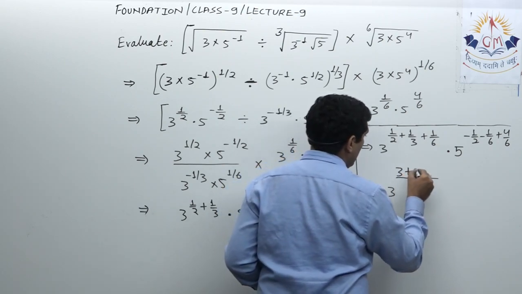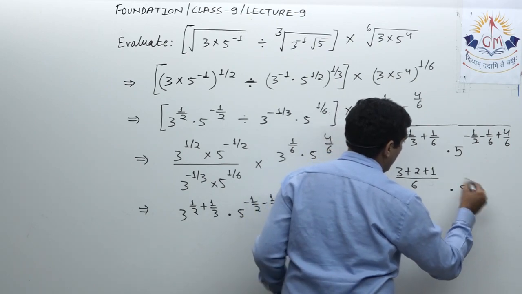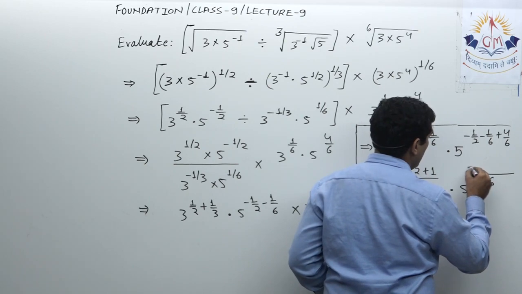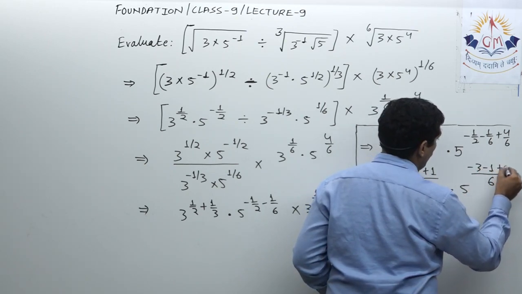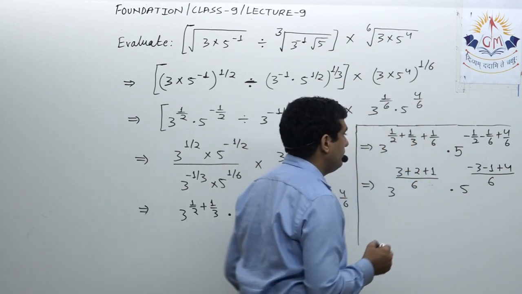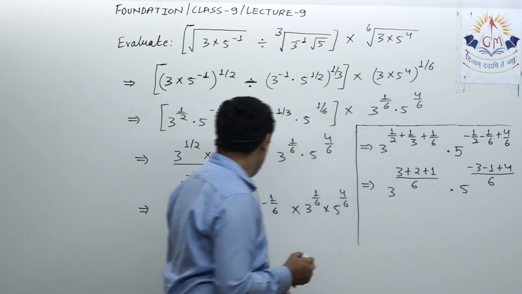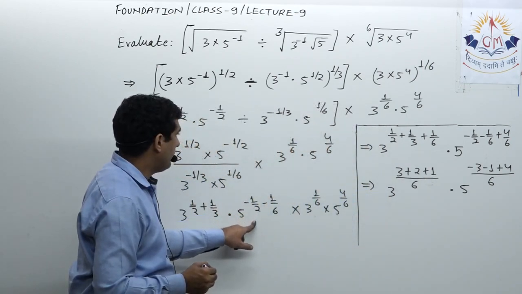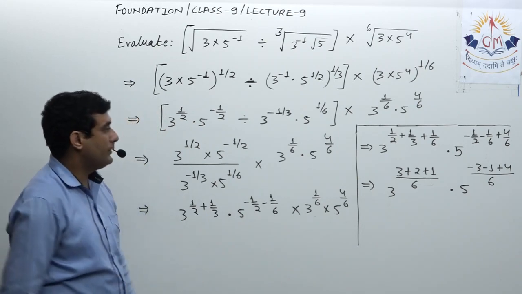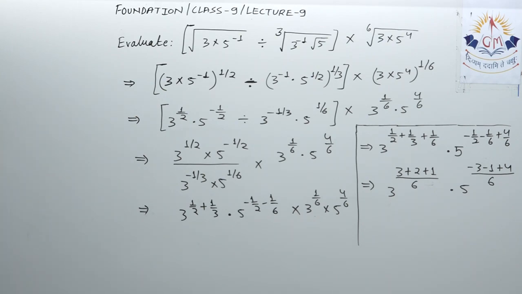Here I will get 3, here I will get 2, here I will get 1 multiplied by 5 raised to, here LCM will be 6 minus 3 minus 1 plus 4. Okay, minus 1 by 2 minus 1 by 6 and 4 by 6. So solve it further, it is almost done, then I will give it further solution.